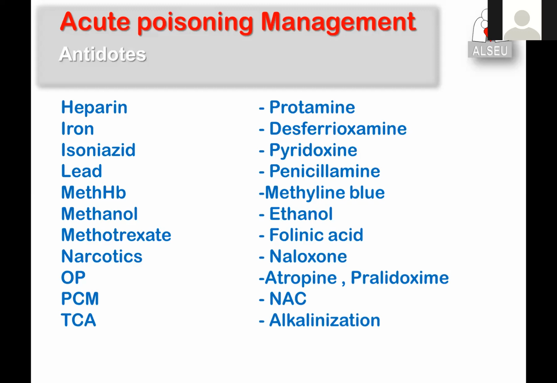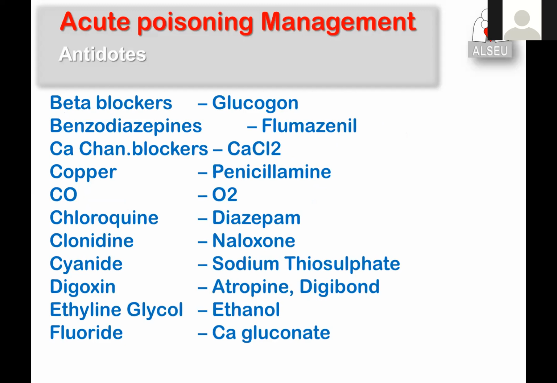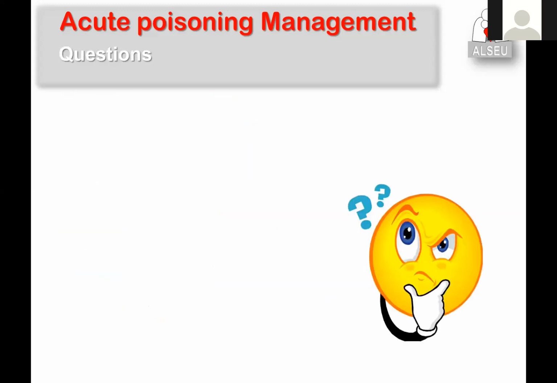N-acetylcysteine for paracetamol, alkaline agents for tricyclic antidepressants, glucagon for beta blockers, flumazenil for benzodiazepines, calcium chloride for calcium channel blockers, penicillamine for copper, oxygen for carbon monoxide, diazepam for chloroquine, naloxone for clonidine, thiosulfate for cyanide, atropine and digibind for digoxin, ethanol for ethylene glycol, calcium gluconate for fluoride. So these are some of the principles of managing poisons.